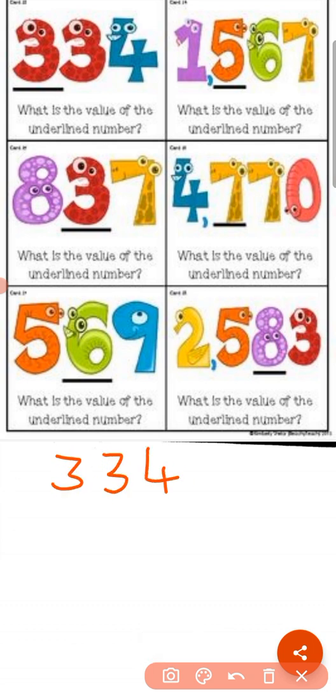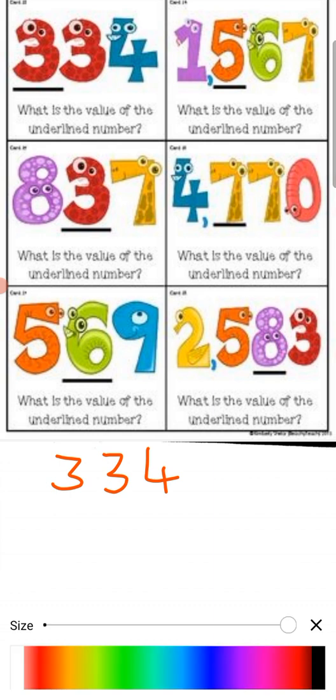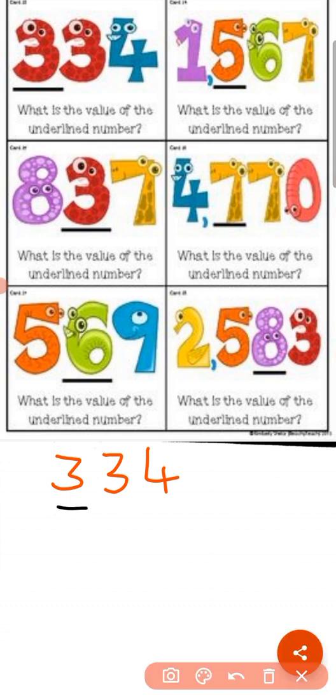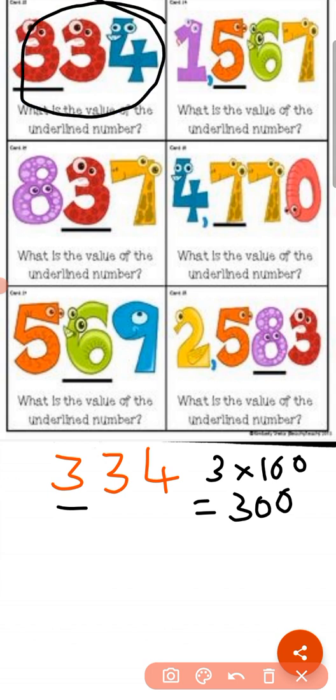The first number is 334, a 3-digit number. Here 3 is underlined. So check the places first. 4 is in ones place, 3 in tens place, again 3 in hundreds place. So 3 into 100 is 300. 300 is the place value of the underlined digit here.